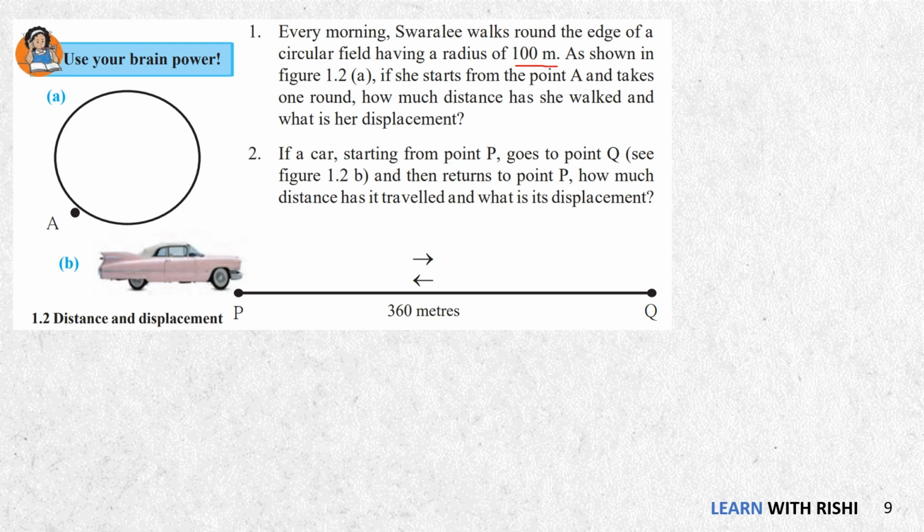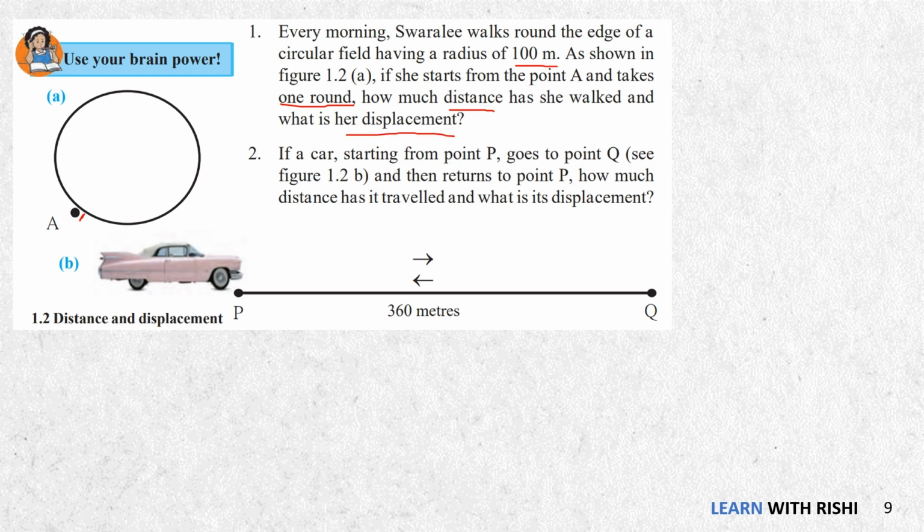As shown in figure 1.2a, means it is talking about figure A. If she starts from point A, so this is point A, takes one round, how much distance has she walked and what is her displacement? So we need to find distance and displacement.